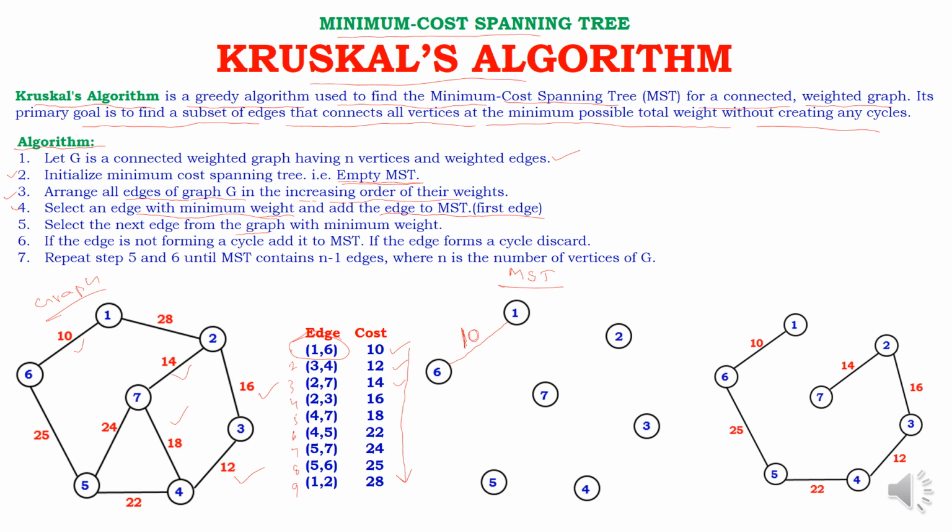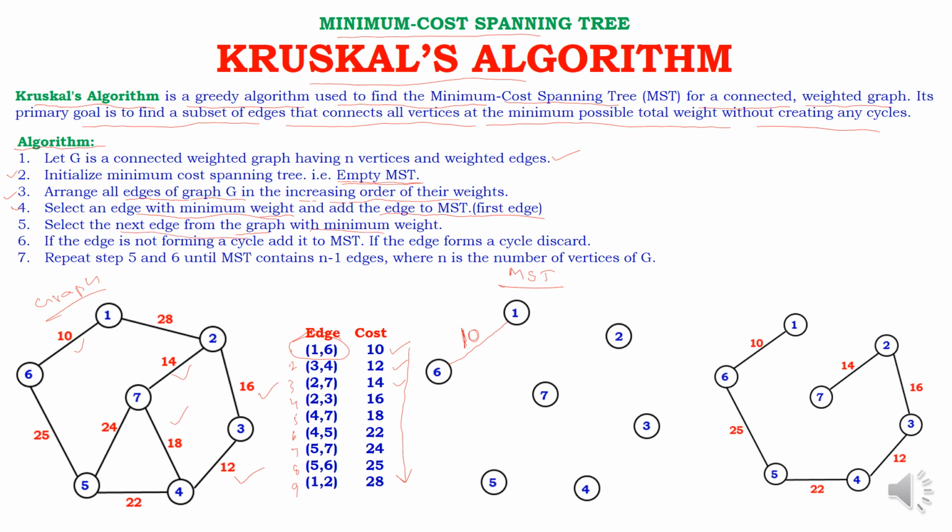There should be all the 7 vertices and we are going to add edges. We are going to add edges which do not form any cycles. Then select the next edge from the graph with minimum weight.